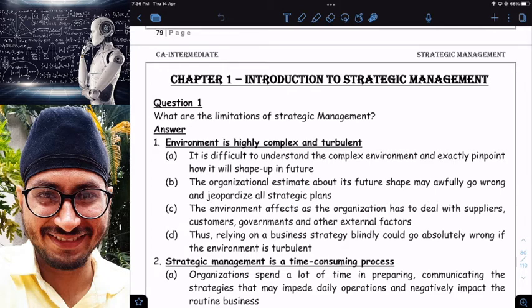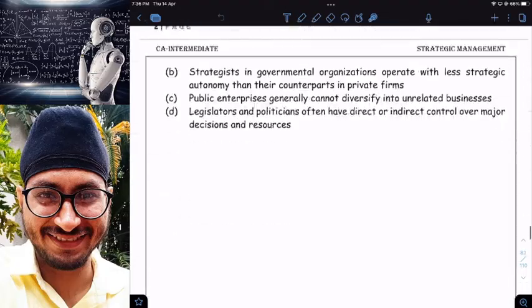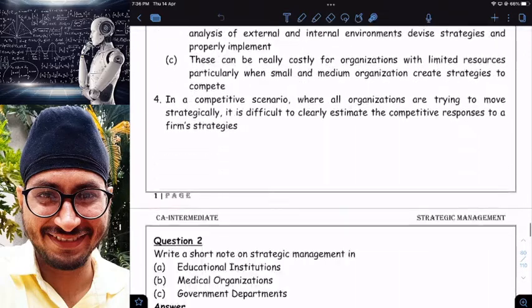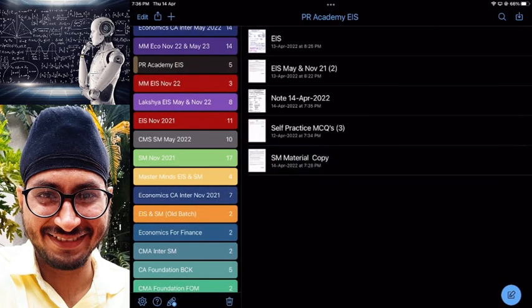Okay. So the first 5 questions we have completed. Here, how many changes do we have? We have 2 questions. One is limitations of strategic management, and the second one is applicability of strategic management. Now let us see limitations of strategic management. First, we will discuss limitations of strategic management.